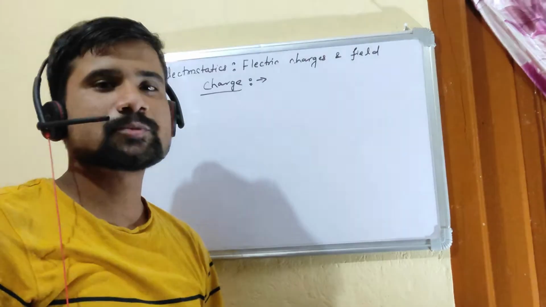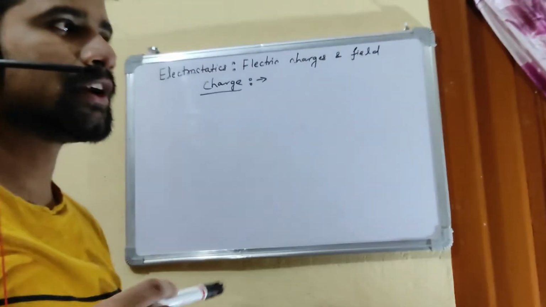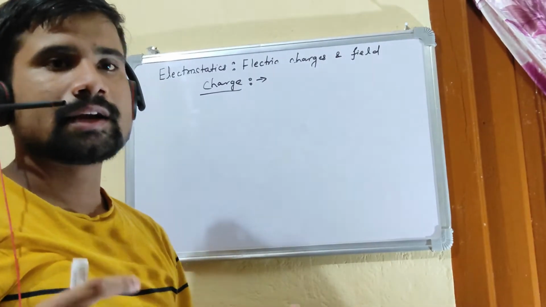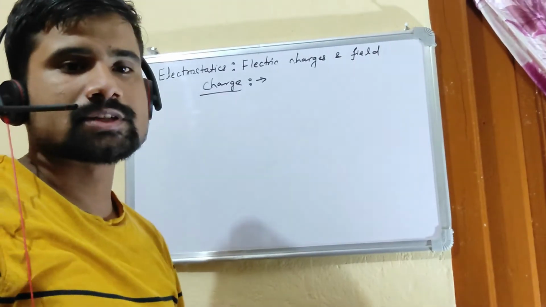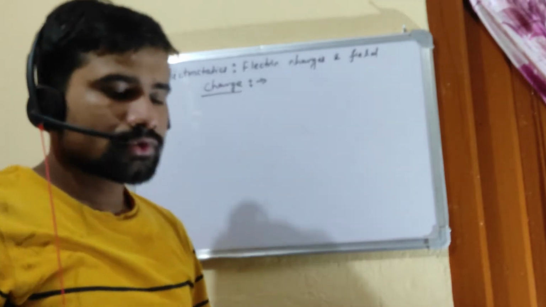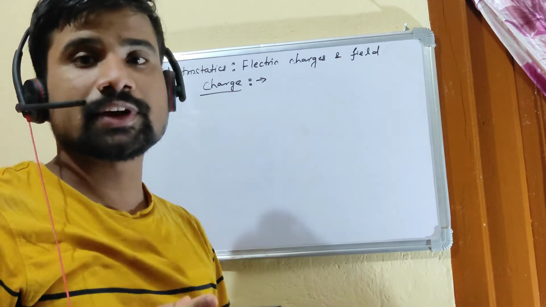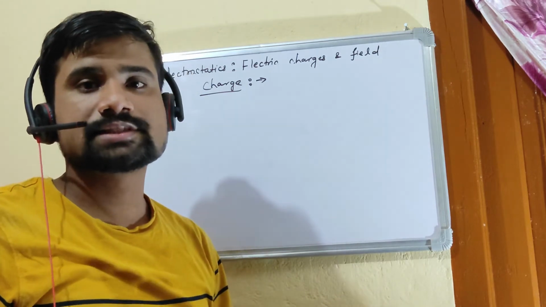So in the last experiment we understood that when two objects are rubbed against each other, they develop different kinds of charges. One type of charge is called positive charge and the other type of charge is called negative charge. So the question arises now: how do we say whether a body is charged or not?